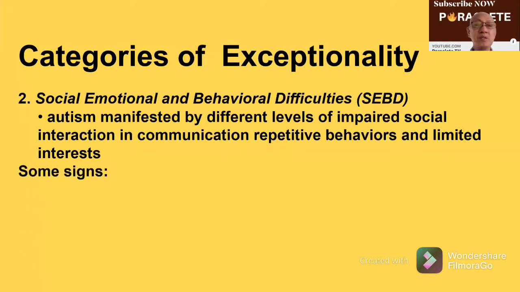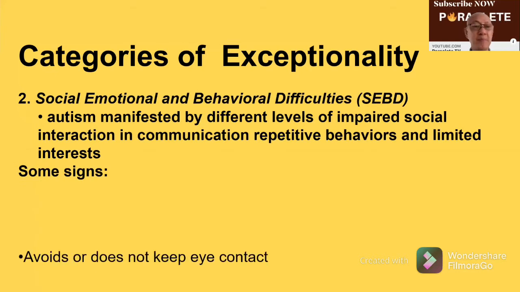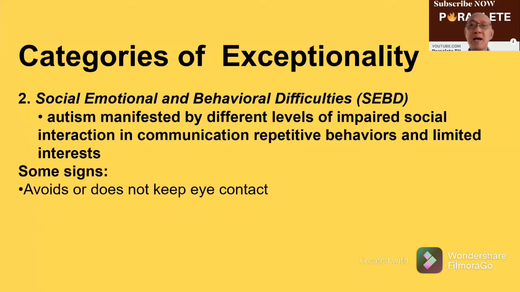Then we also have the following signs of autism. One sign is that these students or pupils having social, emotional, behavioral difficulties such as autism avoid or do not keep eye contact.